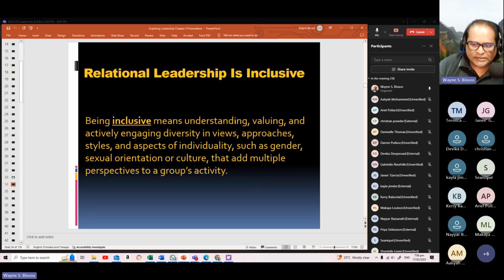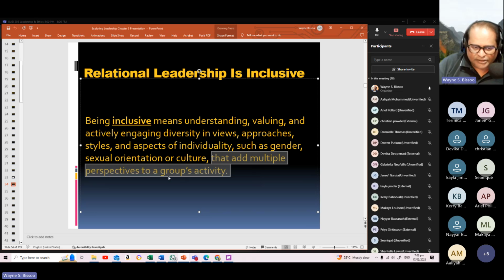So it means understanding, valuing, and actively engaging diversity in views, approaches, styles, and aspects of individuality, such as gender, sexual orientation, or culture, that adds multiple perspectives to a group's activity. Now, this is a massively important area because of this last element here, the perspectives issue.